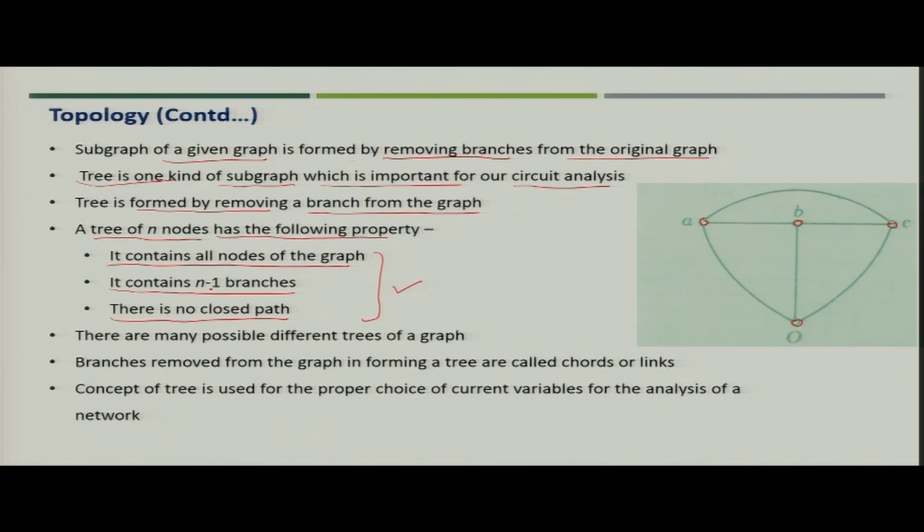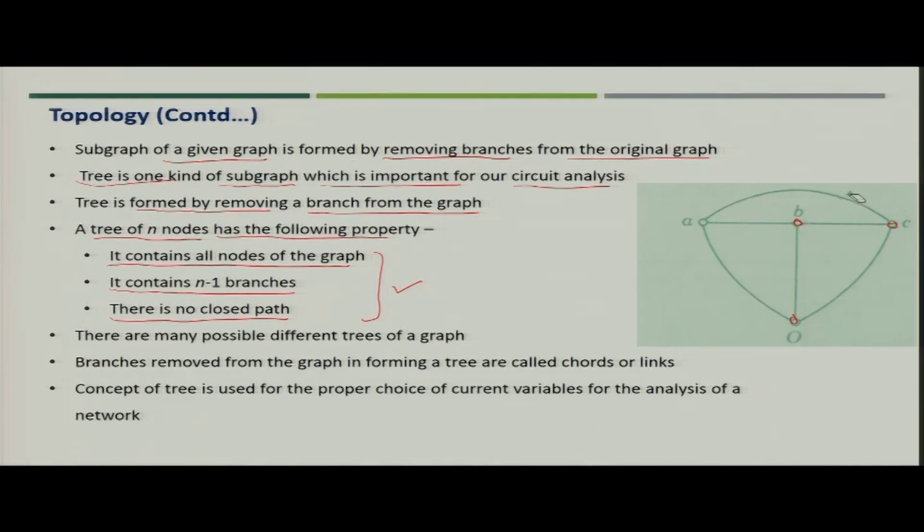It will contain n minus 1 branches. So, we have 1, 2, 3, 4 nodes. It means that it will have n minus 1, that is 3 branches. What would be the 3 branches? The 3 branches can be this, because it makes sure that there is no closed path. Or alternatively, you can have the nodes, but your branches can be the first, the second, and the third. In this case also, all the nodes have been traced, but there is no closed loop.